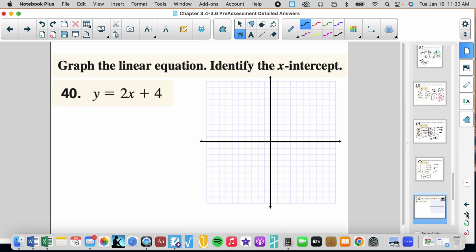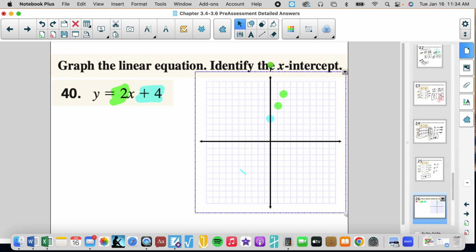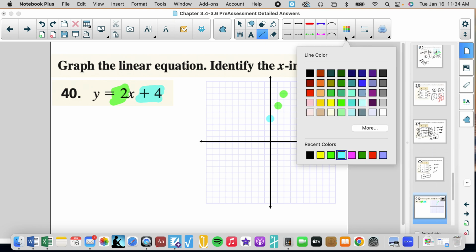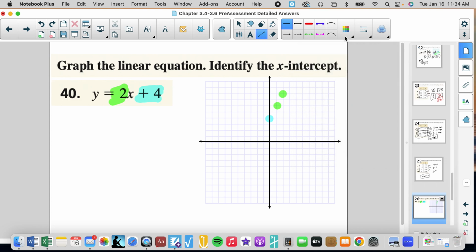Graph the linear equation. We know it's in slope-intercept form. This is my y-intercept. This is my slope. We can do this fast. Y-intercept is 4. My slope is up 2, right 1, up 2, right 1. I connect my dots. And that's good because I don't want my line in blue. I want my line in black. Boom. I'm going to put arrows.